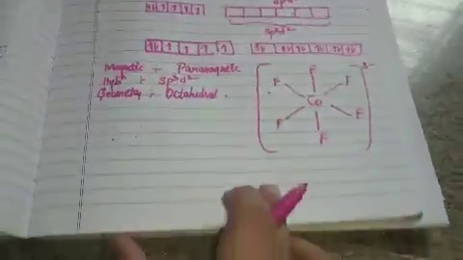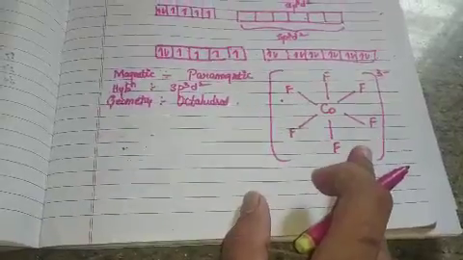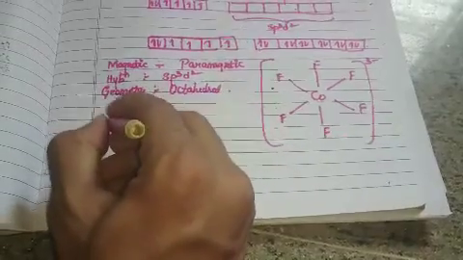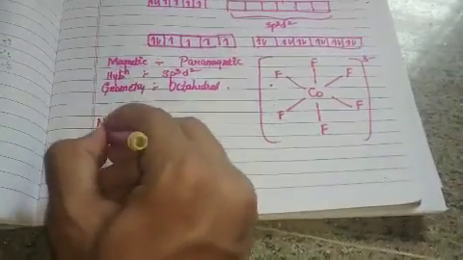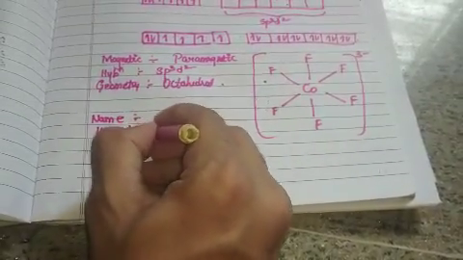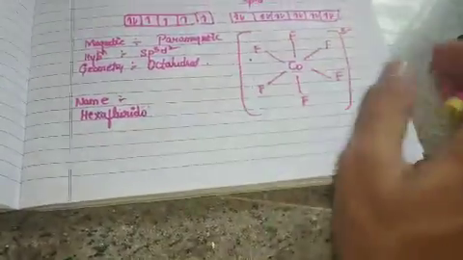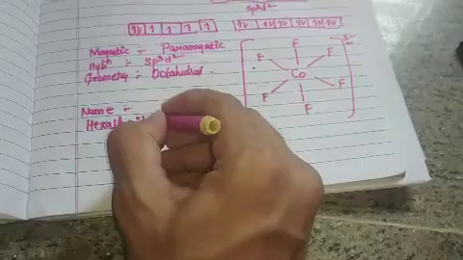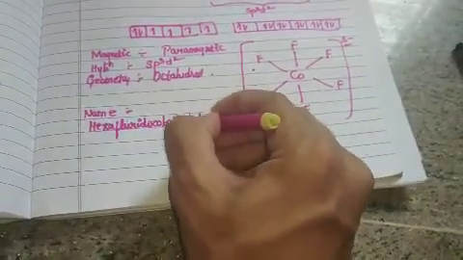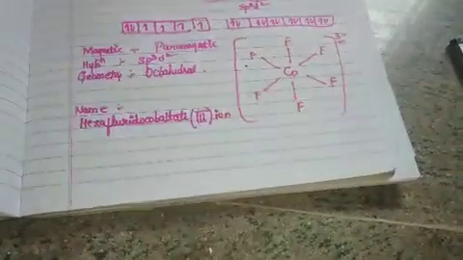Can anybody say its name? Yeah. So first and foremost, it is an anionic complex, so the central metal atom or ion name ends with ate. So the name of the complex, how will you write it? Hexa, yes, fluorido, because it is an anionic ligand. Hexafluorido, and it is an anionic complex because an anion is present. So I will have cobaltate(III) ion, hexafluoridocobaltate(III) ion.